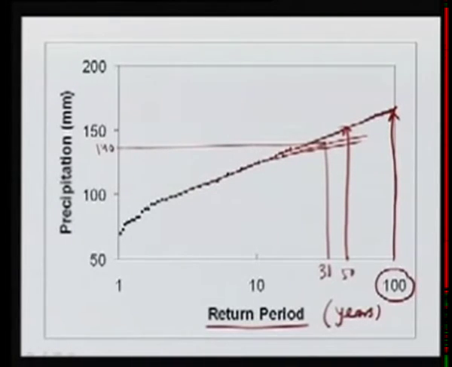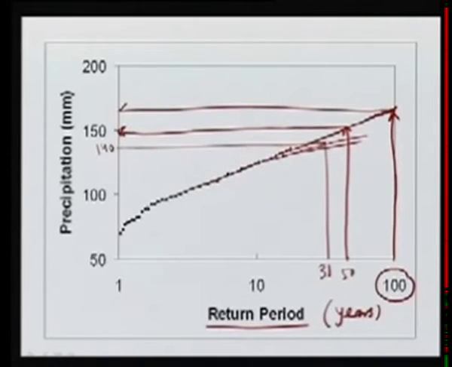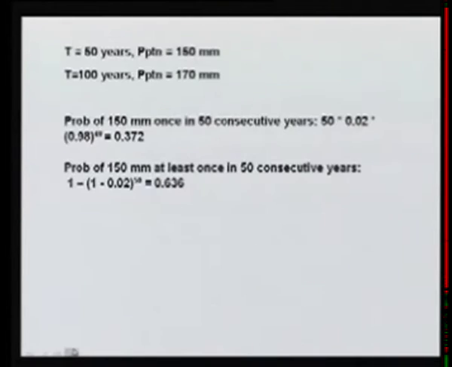And correspondingly we can read the value from the graph, and it turns out to be that for return period of 50 years, the precipitation is 150 millimeters, and for return period of 100 years, precipitation is 170 millimeter. So, on an average we can expect precipitation of 170 mm or larger once every 100 years and 150 millimeter or larger once every 50 years.